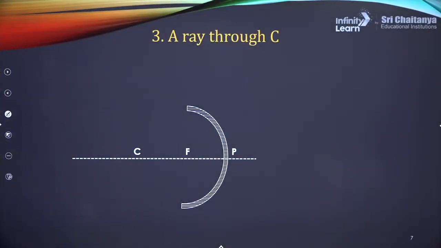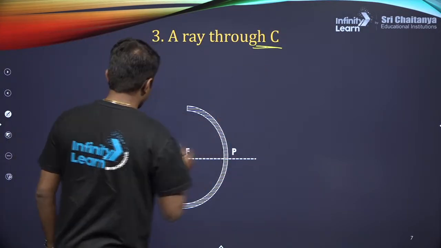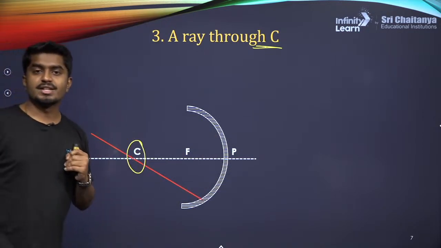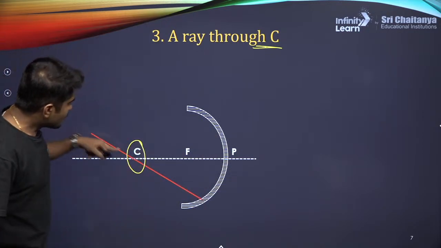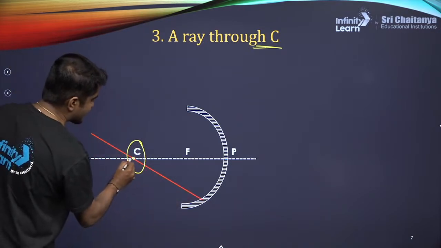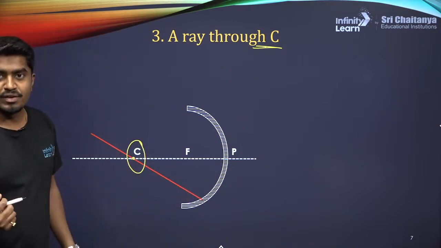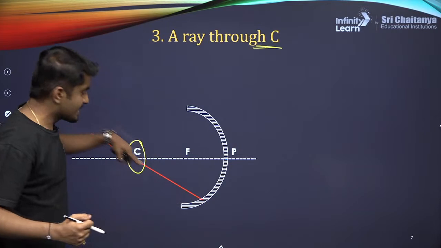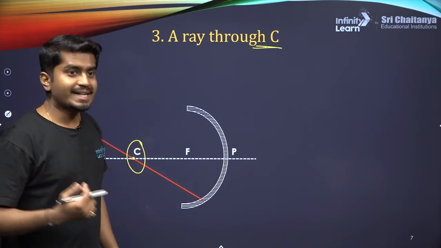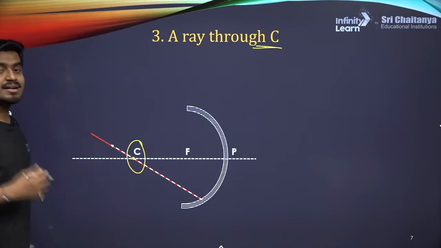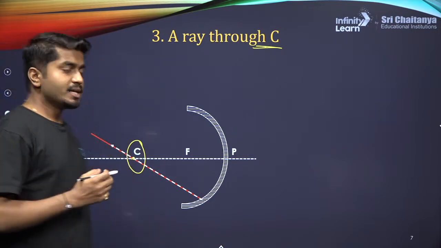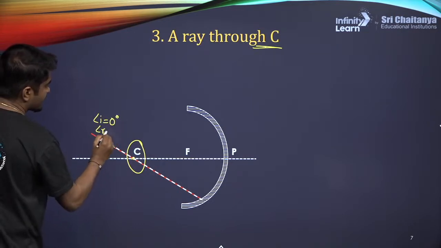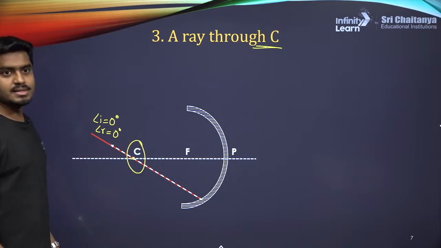The next one, a ray passing through the center of curvature. C is our center of curvature. So when the ray passes through the center of curvature, what will happen? Now this line here is nothing but the radius of curvature. That means this incident ray is along the normal, right? So in that case, the reflected ray will retrace backwards. So here the angle of incidence is equal to 0 degrees, so the angle of reflection is again equal to 0 degrees.